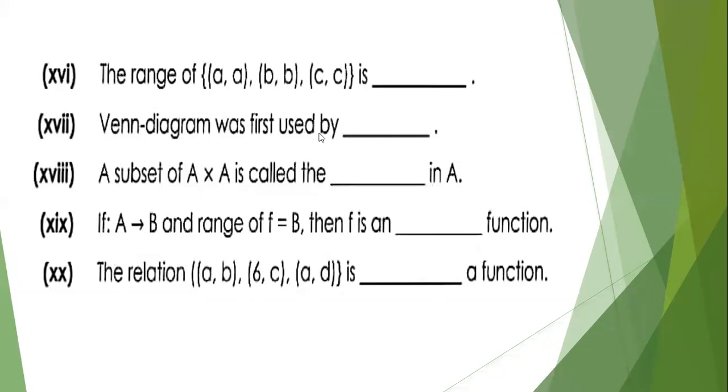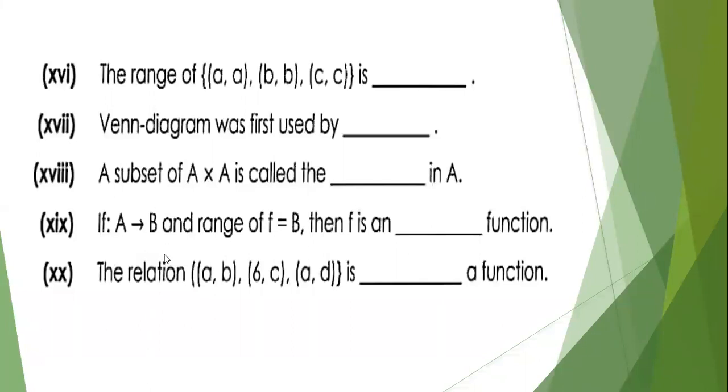Venn diagram was first used by whom? Asim Raza, you know the answer, you gave a presentation on it? Okay. John Venn. You didn't give the presentation because of D markers. No, sorry. Yes, it's used by John Venn first. The subset of A cross A is called dash in A. What is the subset of a Cartesian product known as? Saman Khalid, correct answer, binary relation.